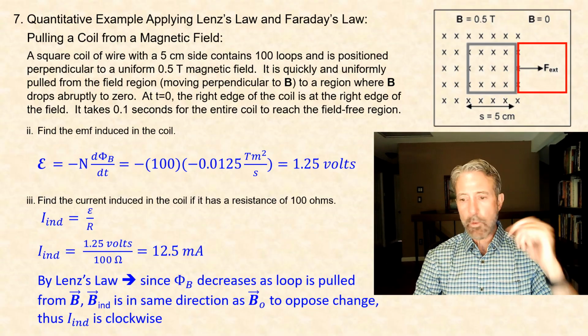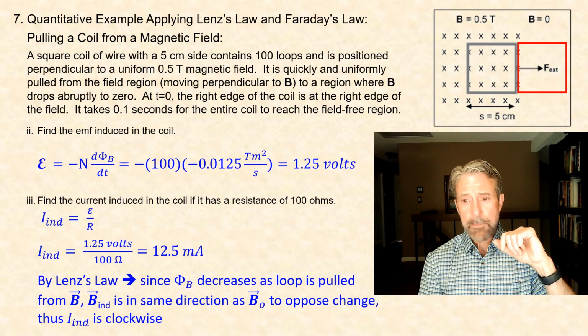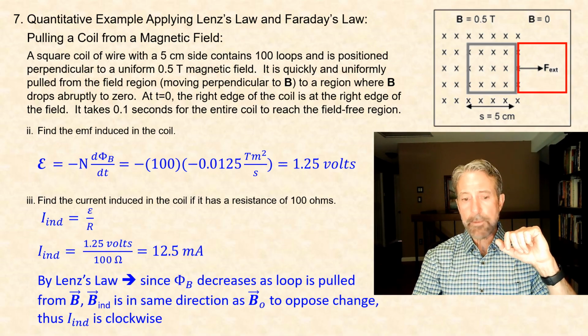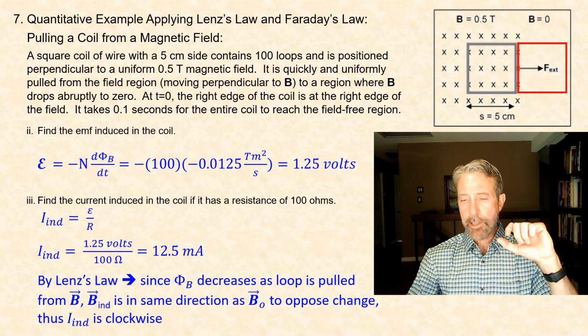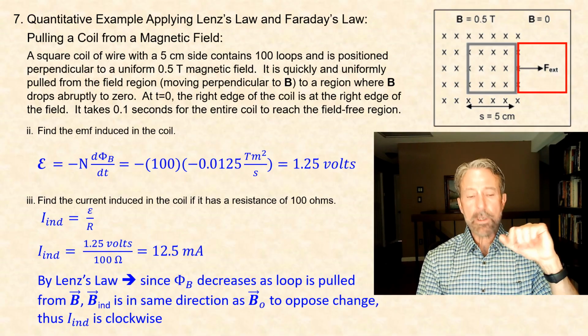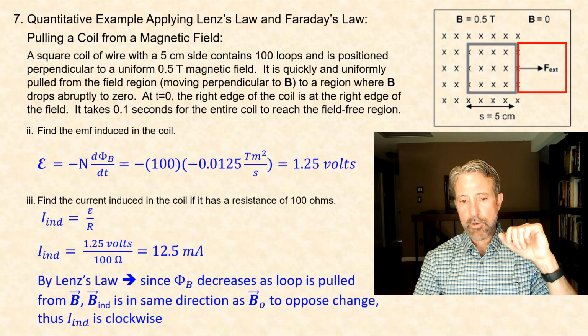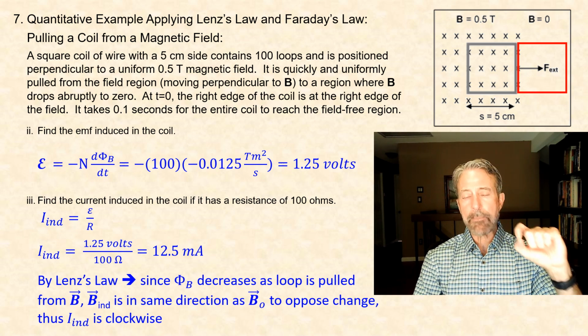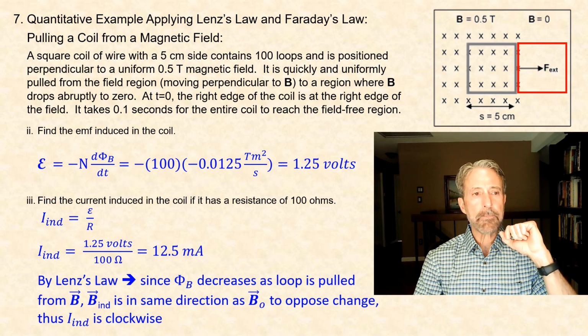And when we use our right-hand rule, placing the fingers of our right hand in the direction of that induced magnetic field, we see that the thumb of our right hand will point in a clockwise direction around the loop. So the induced current for this problem will be clockwise.